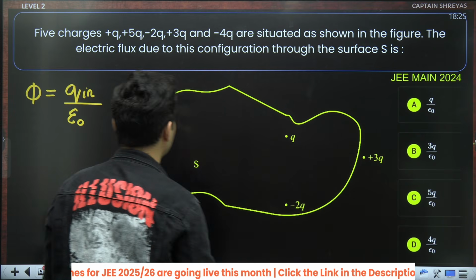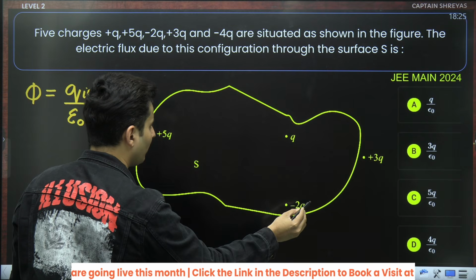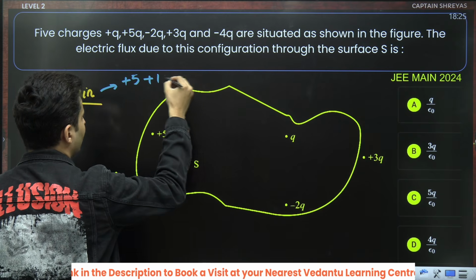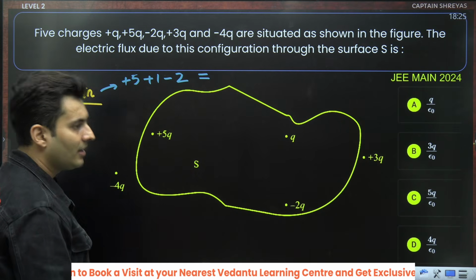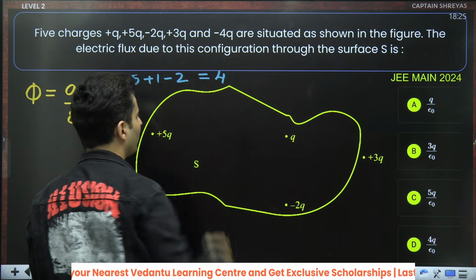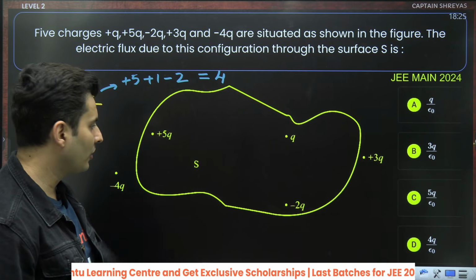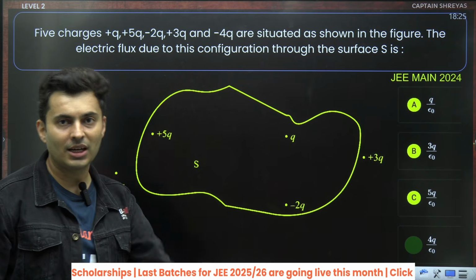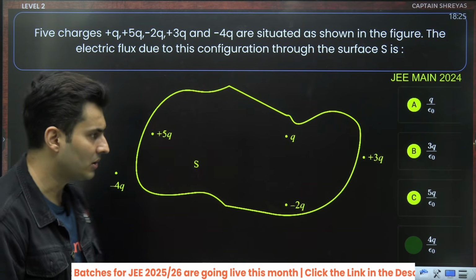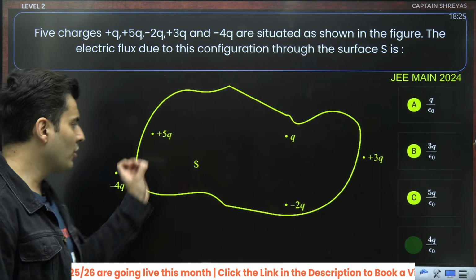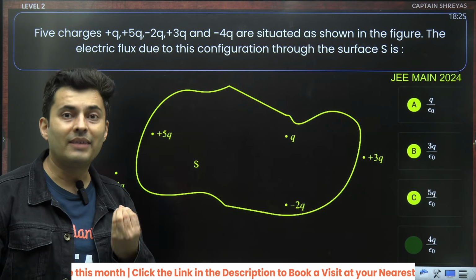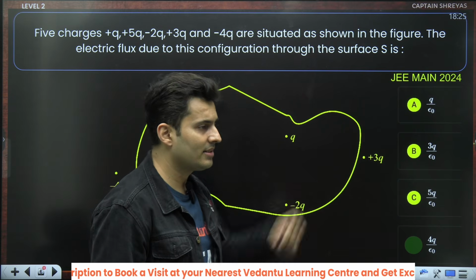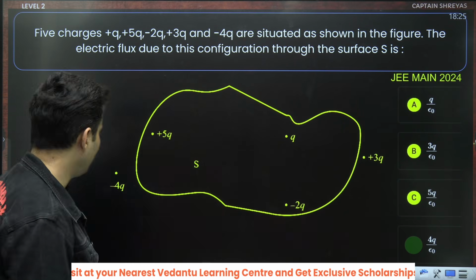Now what exactly is this inside charge? 5 plus 1 and minus 2. So that is plus 5, then plus 1, and then there is minus 2 over here, which is nothing but 6 minus 2, which is nothing but 4 times Q. So 4Q is in the numerator, and in the denominator you will have epsilon naught. Hence option D should be the correct answer. Direct application of your Gauss's law. Minus 4Q will be producing electric field, but it will not affect the net flux over this entire closed surface because it is outside. Even this plus 3Q is not going to affect because it is outside our closed surface.